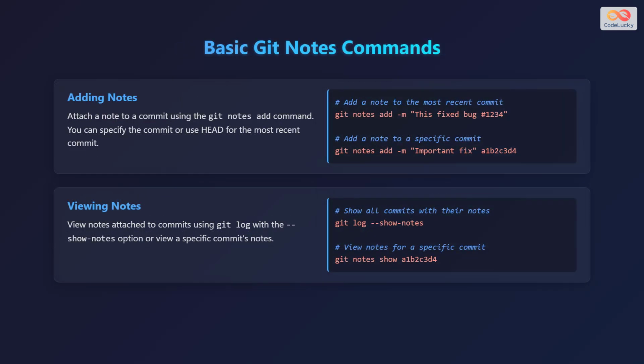Let's explore basic Git Notes commands. First, how to add notes. You can attach a note to a commit using the command git notes add. You can specify the commit or use HEAD for the most recent commit.